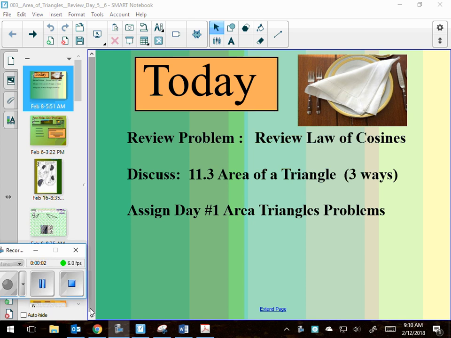Okay, so we're starting to do the review process for our next test. We've got a few problems left on area, but we already talked about area the other day, so this is not really new. But we've got some good practice problems we can do in this section.